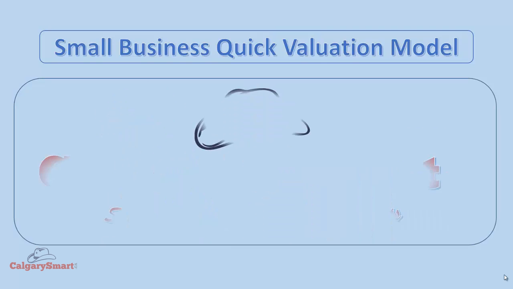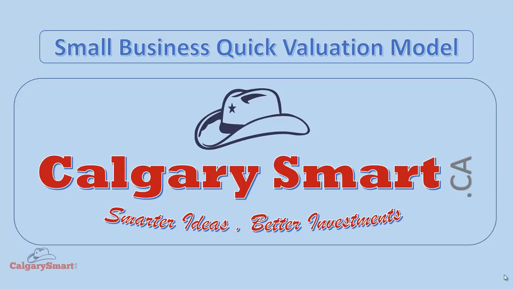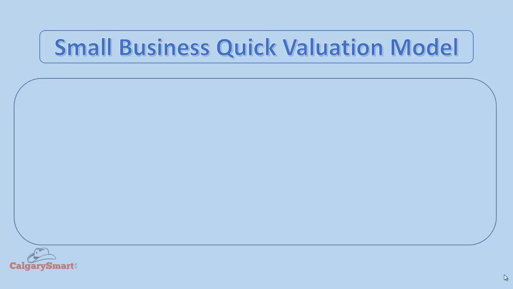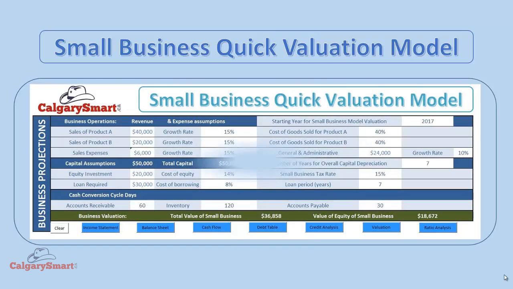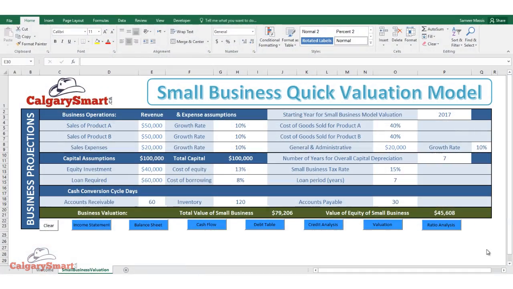At Calgary Smart, we have built an Excel sheet to answer this very question about value. We called it the Small Business Quick Valuation Model. So let's have a look at this Excel sheet. So this is the Small Business Quick Valuation Model Excel sheet. And the first thing that you can change is the start year for the business. So it can be 2017 or 2018, for example.